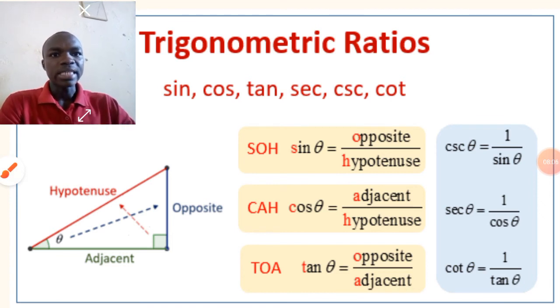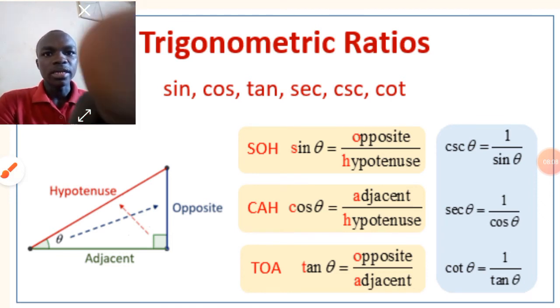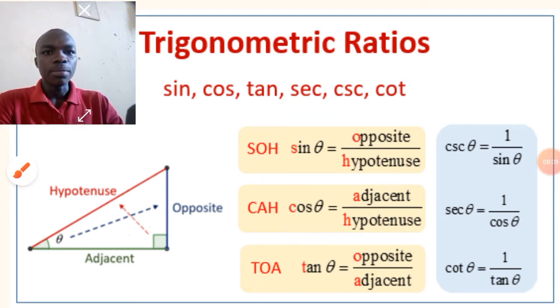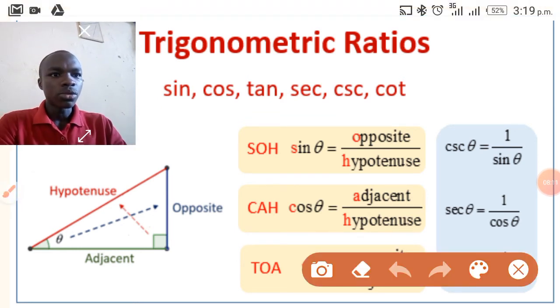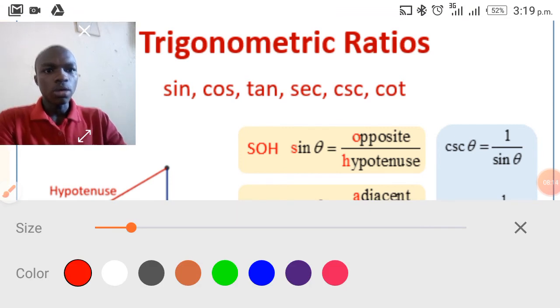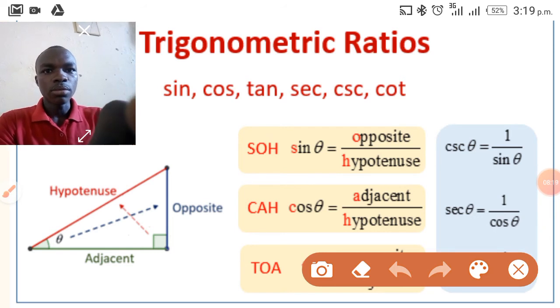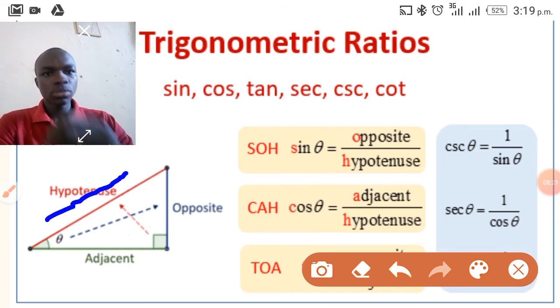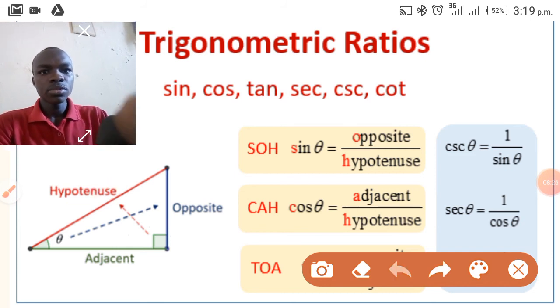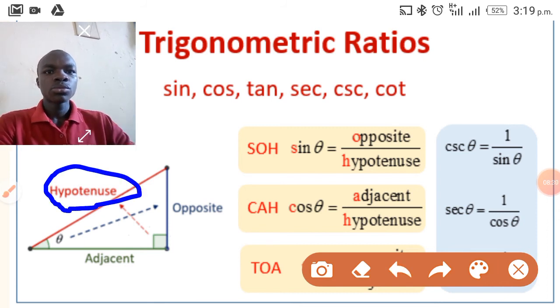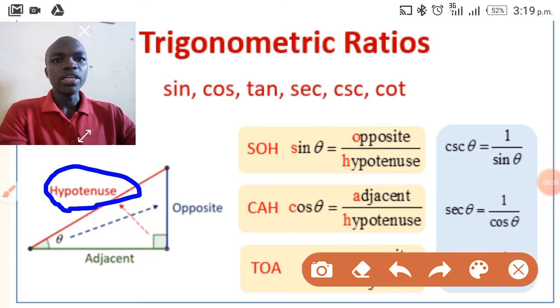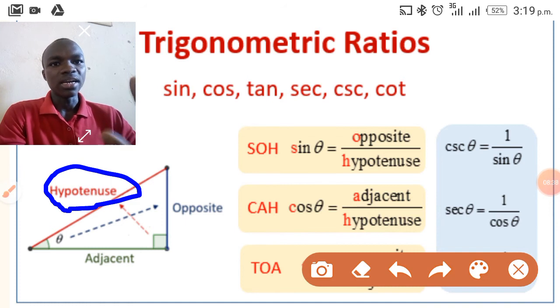So there we have a right angle triangle. Look at it there. This red line is called the hypotenuse. That's the longest side. This is your hypotenuse, which is the longest side. Remember, I told you we are going to strictly be adhering to right angle triangles only.